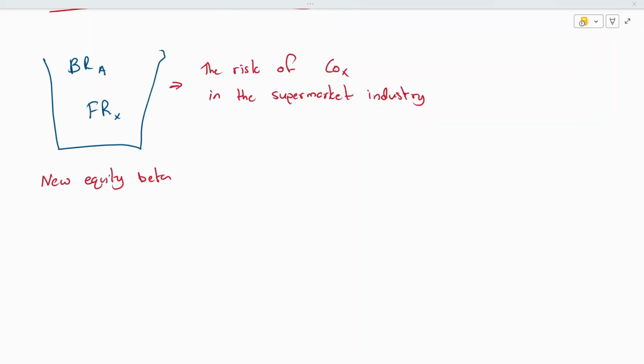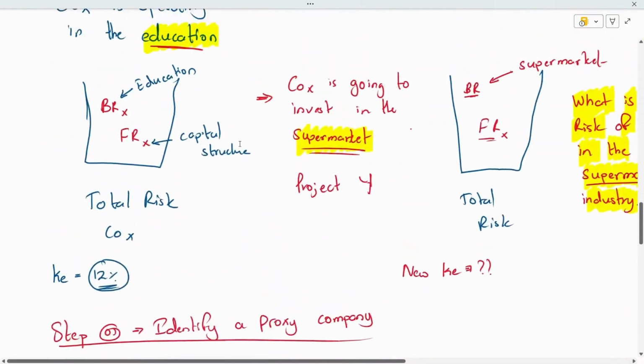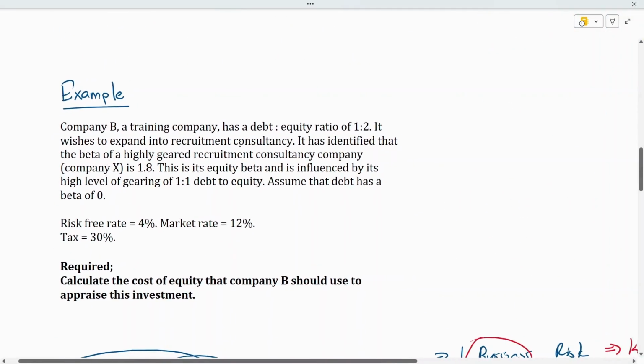So in order to understand that, let's look at a small example. Company B, a training company. So company B is our company, in the training industry, with a debt to equity ratio of 1 to 2. It wishes to expand into the recruitment consultancy industry.